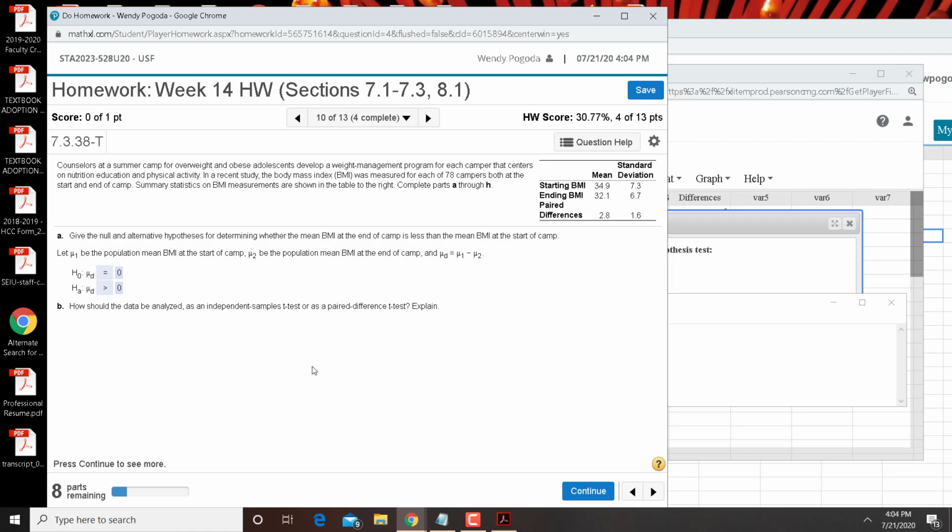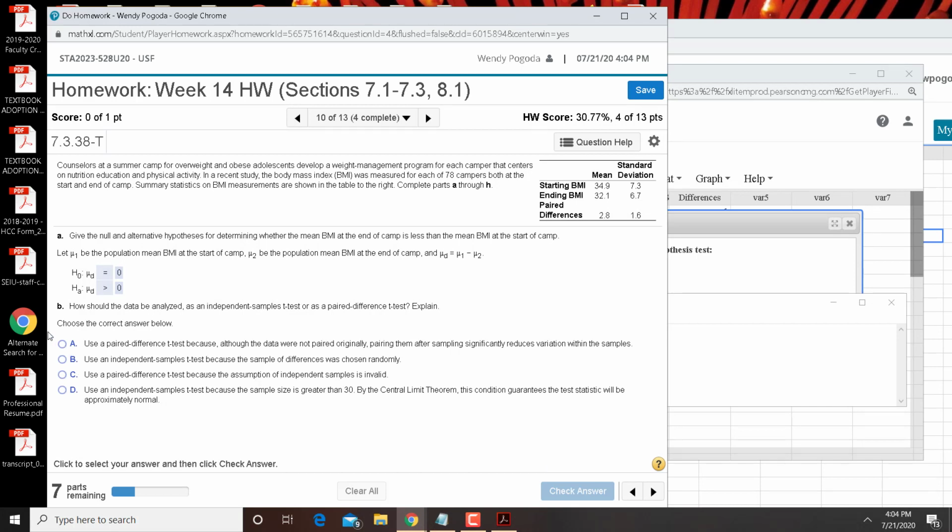How should the data be analyzed? We should do a paired t-test because each person is being sampled twice. Each of the 78 campers we're looking at, it wouldn't make sense to view this as two completely separate samples. Obviously, if your starting BMI is 30, your ending BMI might go up or down a little bit, but it's not going to go to 40 or 60. It's not random where they're completely separate. We're looking at a difference from somebody starting and ending, and because each person's repeated, we really need to use these paired differences because the samples are not independent.